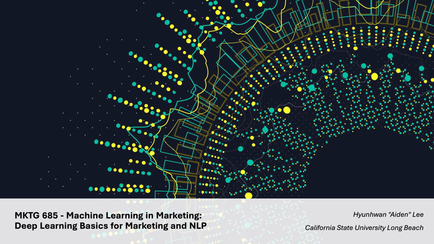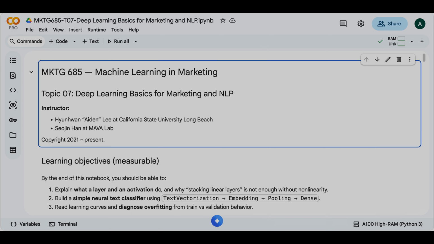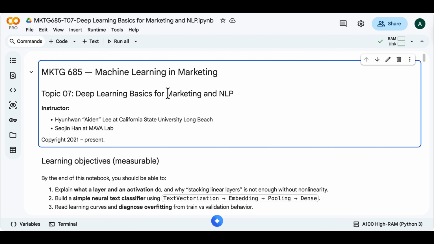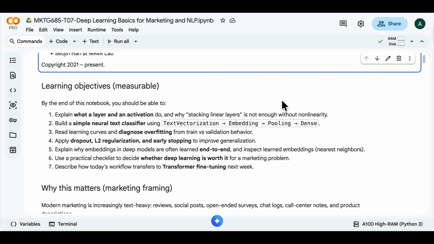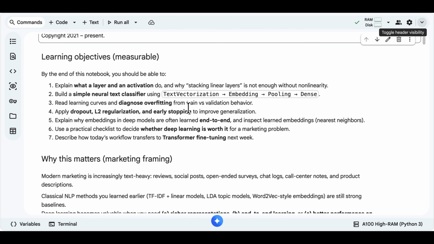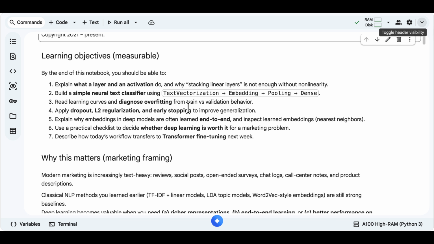Today, we move from classical text models into the core workflow of neural networks. Think of this lecture as the bridge between the methods you already know and the transformer models we will study next week. By the end of this notebook, I want you to do more than recognize deep learning vocabulary. You should be able to explain what layers and activations do, build a simple neural text classifier, read learning curves, diagnose overfitting, and use regularization tools such as dropout, L2 regularization, and early stopping. You should also understand why embeddings inside deep models are learned for the task itself, and how this workflow carries over to transformer fine-tuning next week.